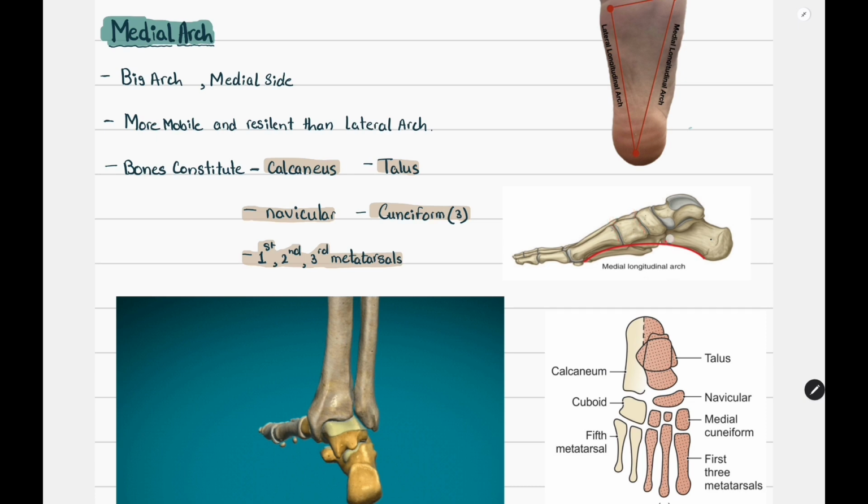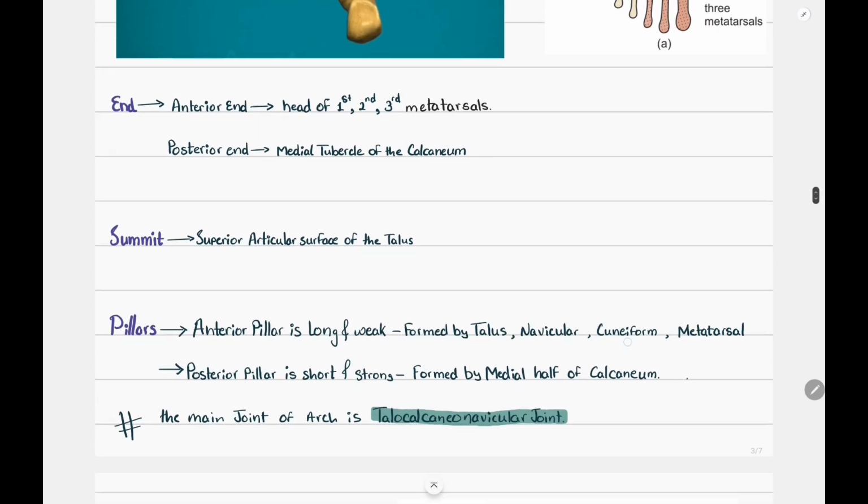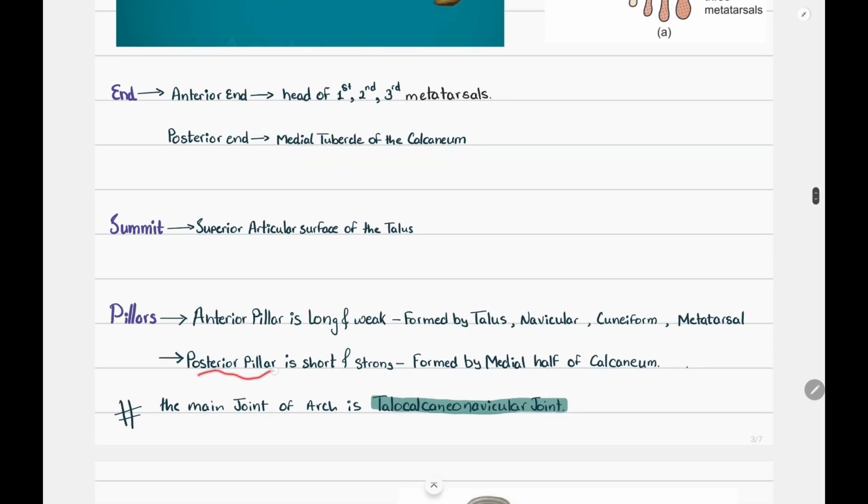Unlike the anterior pillar, the posterior pillar is a single bone with no joints. It is a short but strong pillar, formed by the medial half of the calcaneum. Since there are no joints between the bones, this pillar is short and strong.